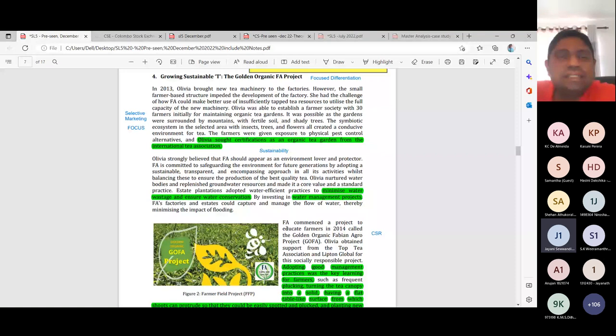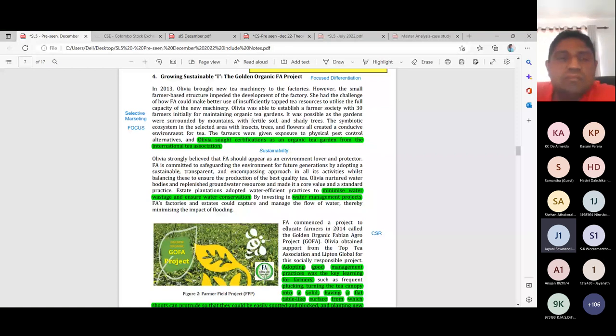In 2013, Olivia brought new tea machinery to the factories. However, the small farmer-based structure impeded the development of the factory. She had the challenge of how FA could make better use of insufficiently tapped tea resources to utilize the full capacity of new machinery. Olivia was able to establish a farmer society with 30 farmers initially by maintaining organic tea garden.